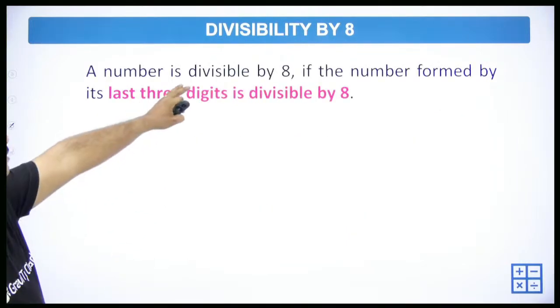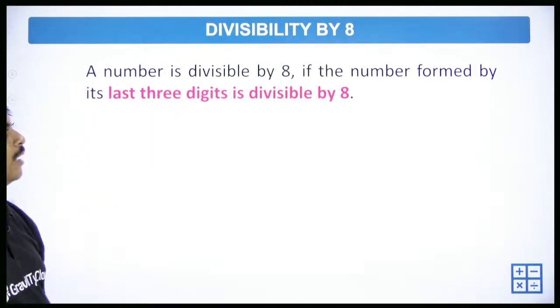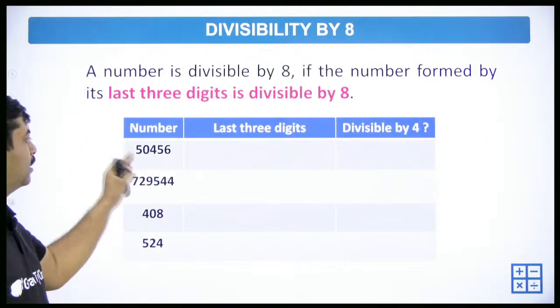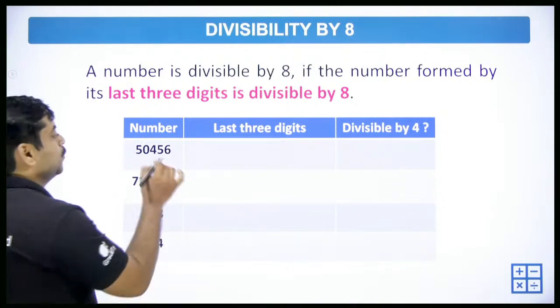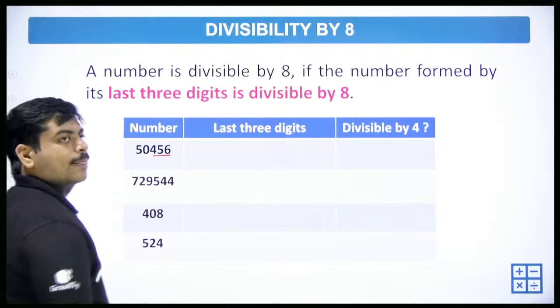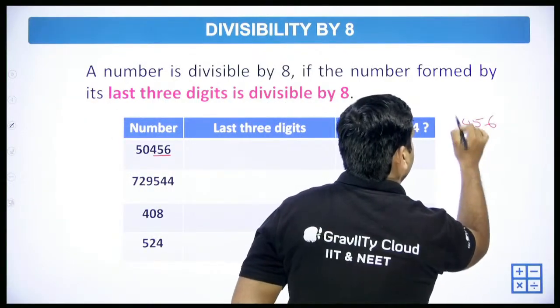A number is divisible by 8 if the number formed by the last 3 digits is divisible by 8. Same thing we discussed for divisibility by 2, 3, 4, 5, 6. Let's see some examples. We need to manually check with the last 3 digits, like 50456.